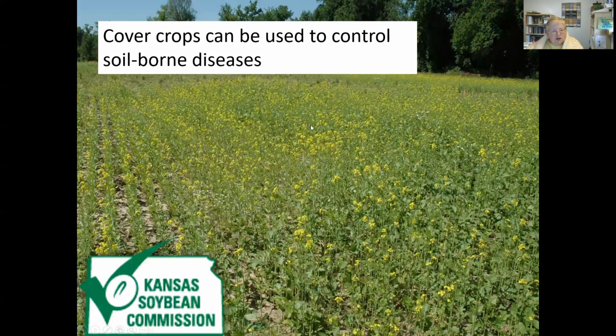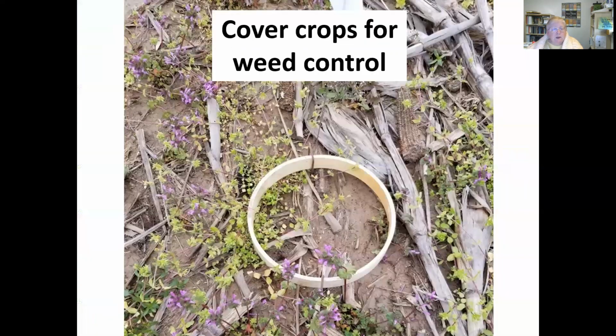Again, that showed how the cover crops can be used to control soil-borne diseases. These high glucosinolate mustards have also been suggested to control nematodes. So there's a lot of things that we can do with cover crops to change the pathology of soil-borne diseases. Another thing we could do is use cover crops for weed control.